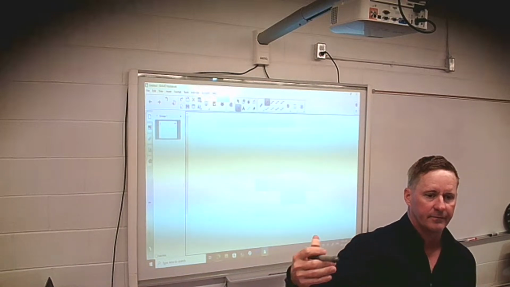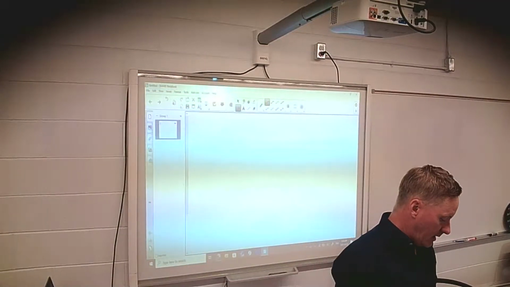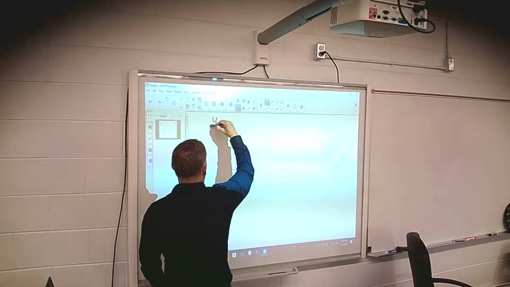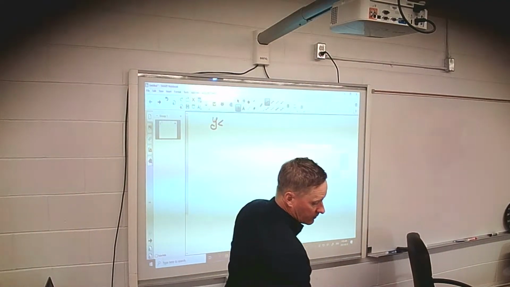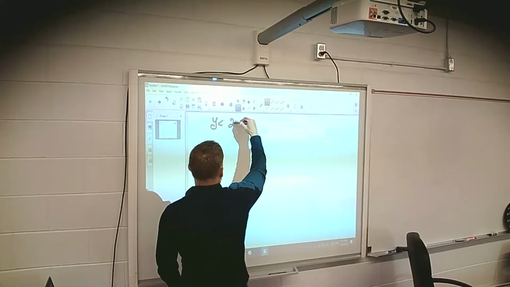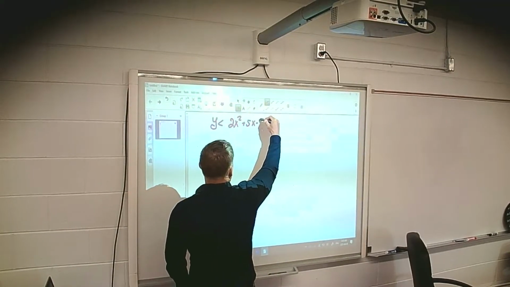Use the number line, find out if it works for the number line. Today we're going to actually do the shading of a quadratic because we have the y as part of it. So page 391, y is less than 2x squared plus 5x minus 3.